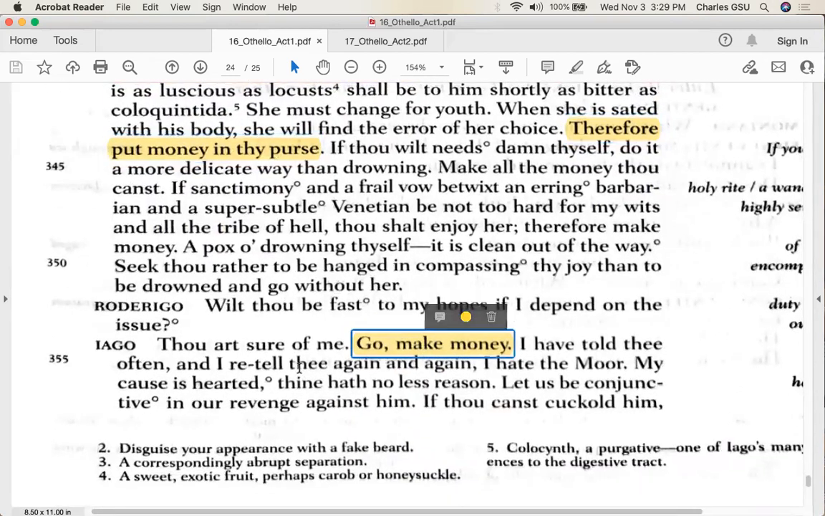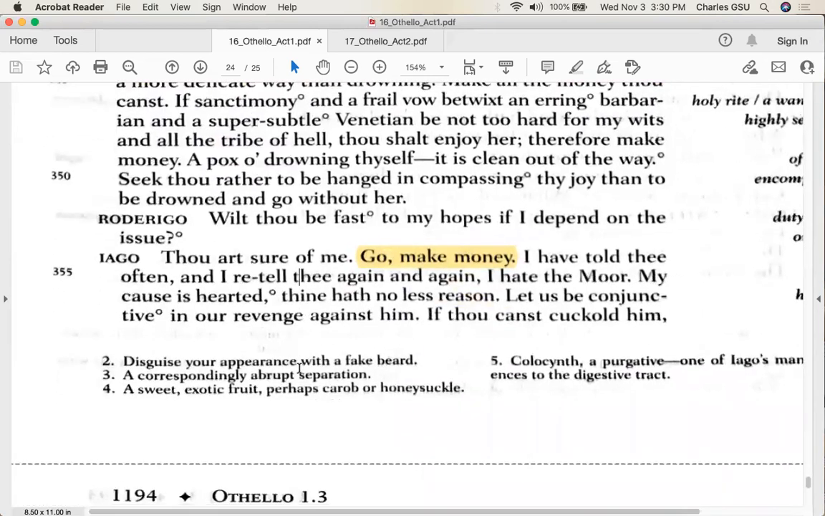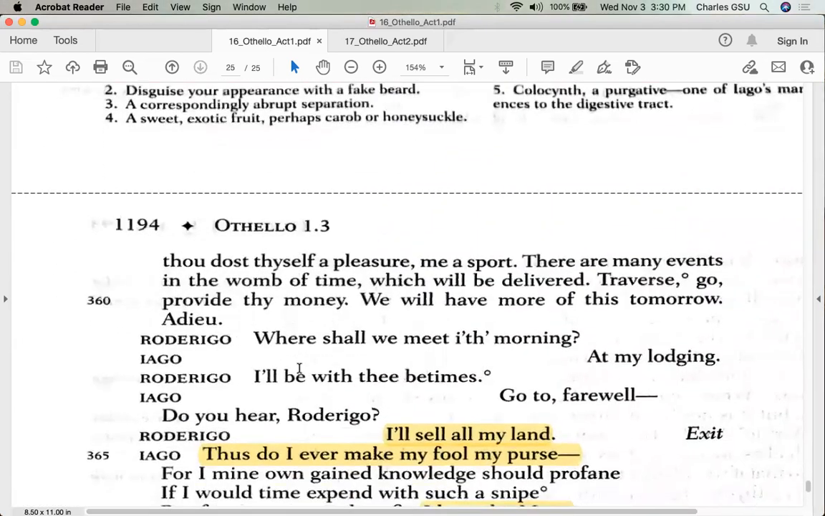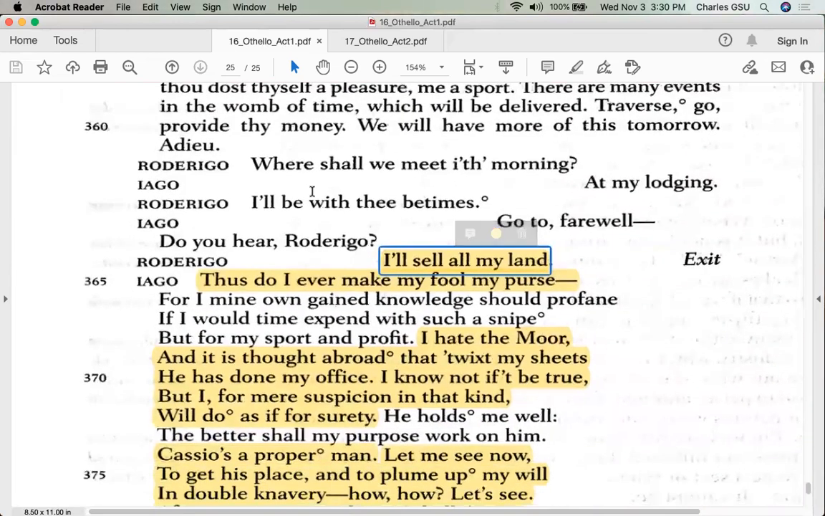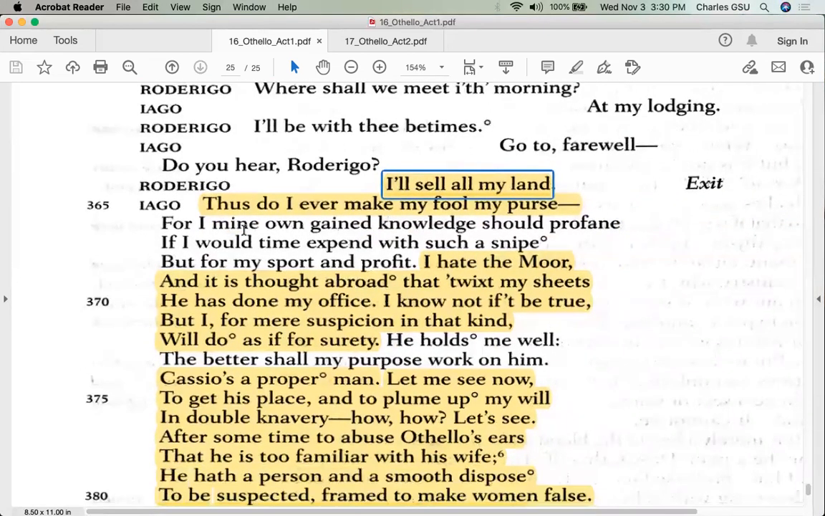Go make money. And then once Roderigo has left the scene, he says, I'll sell all my land. Again, he's a dupe, he's a fop, he's not a very smart guy. And that's exactly what Iago wants.